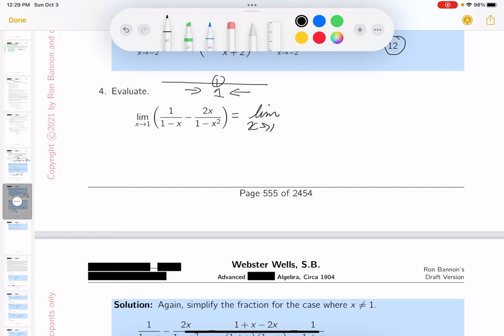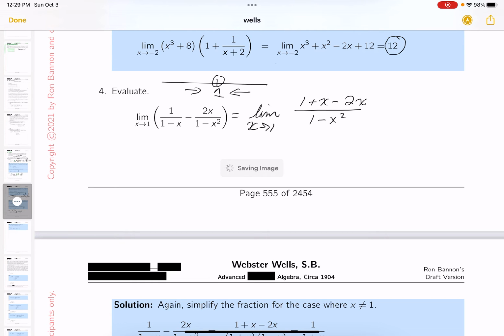That means get close to 1, but don't touch it. What's the common denominator here? It would be 1 minus x squared. What goes in the numerator? I'll write it down for you. It would be 1 plus x minus 2x. Again, we've done this in the past with rational expressions. Going to keep going forward.